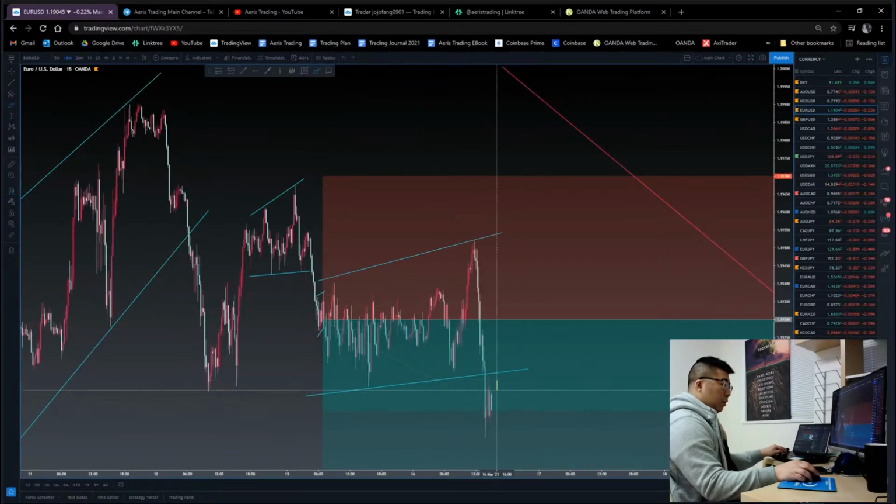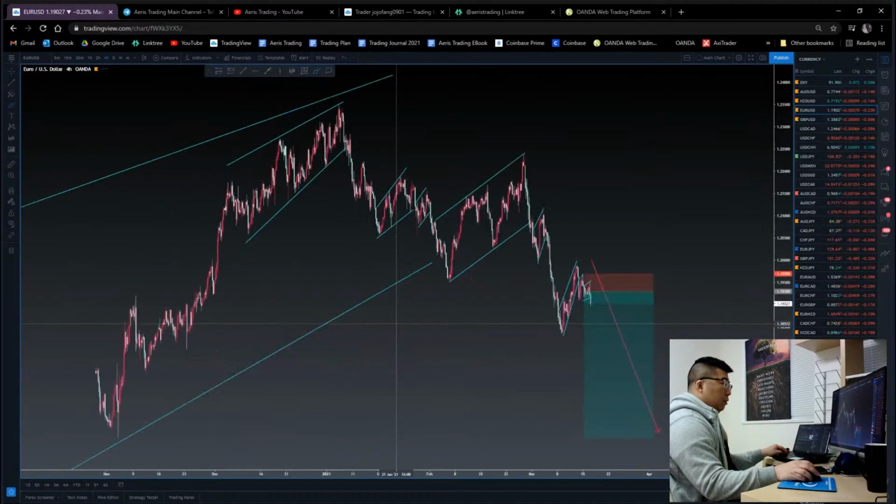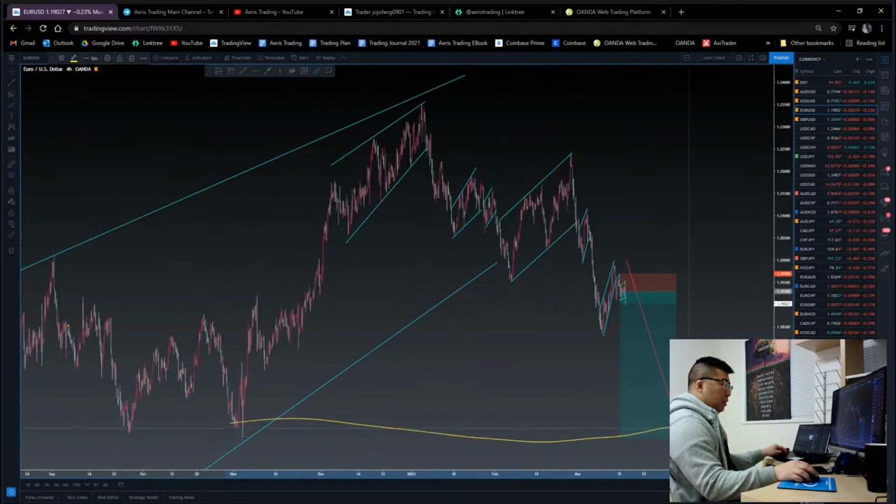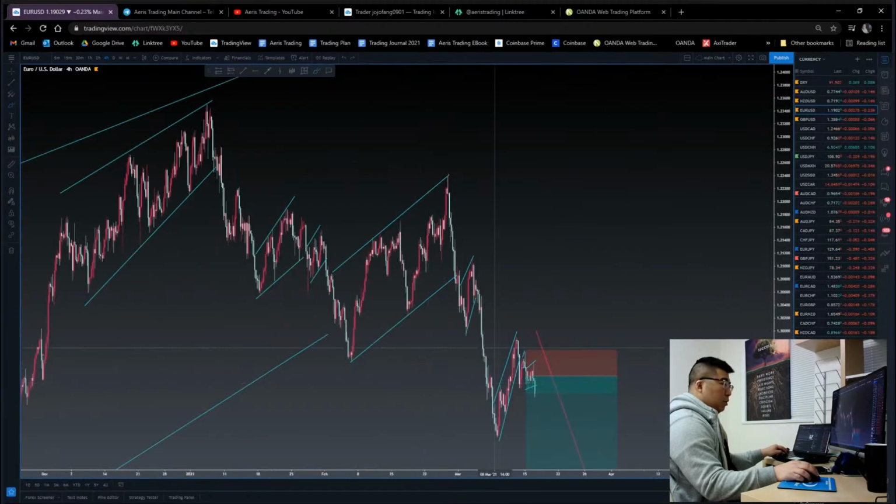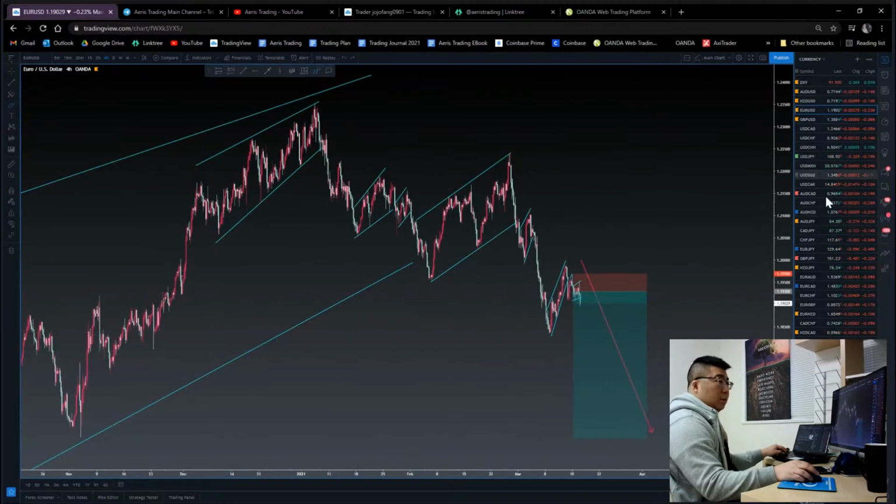Can we get a correction here? Looks like we're forming something here, which is good. Expect this to go down lower if we get the completion of this. And my target is that previous low, the previous swing high low. So we'll see how the price takes us.